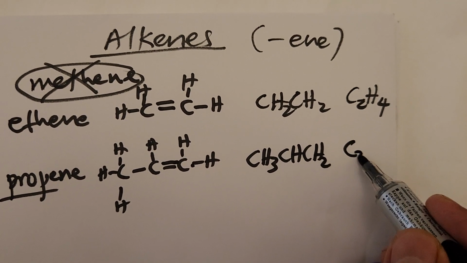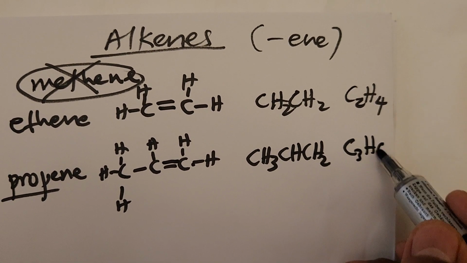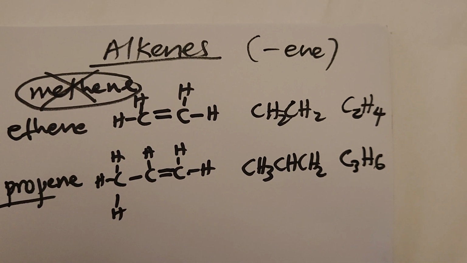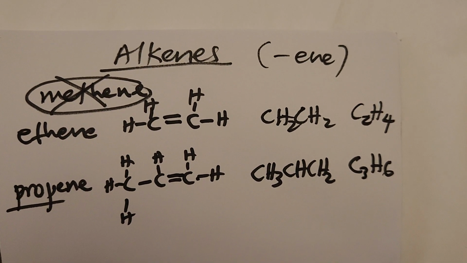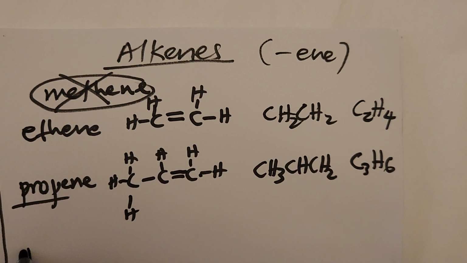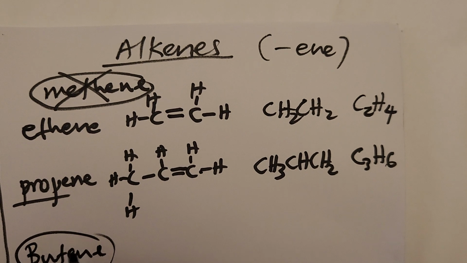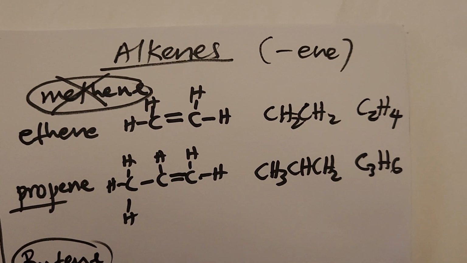Molecular formula will be C3H6. The other one that also now starts to be complicated is butene. We don't have a compound called just butene in this chemistry because there are many ways of expressing that.